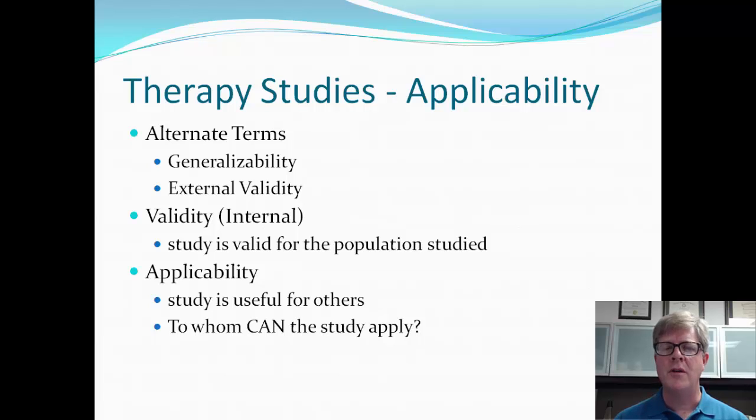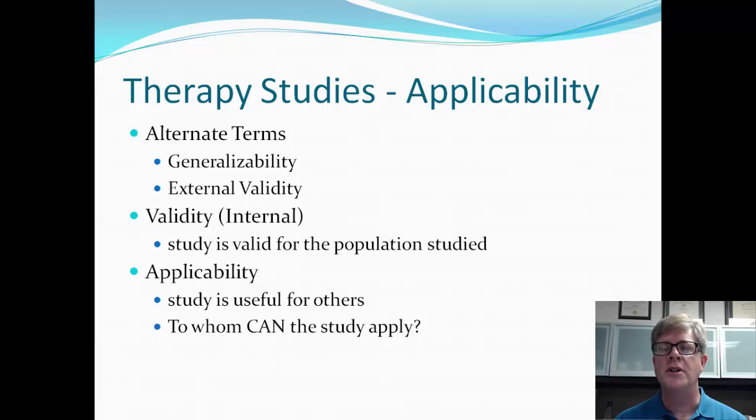Other terms for applicability, the things we're talking about: generalizability is another term for it, and external validity is another term. It's all the same thing that we're talking about, though. And remember that internal validity is important because that makes sure the study is done well, and that means that the study is true for that population, that little sample studied.